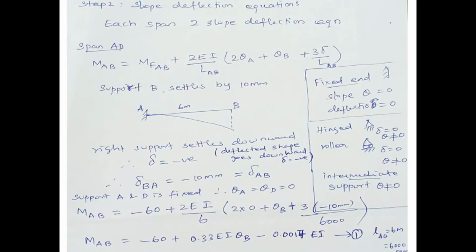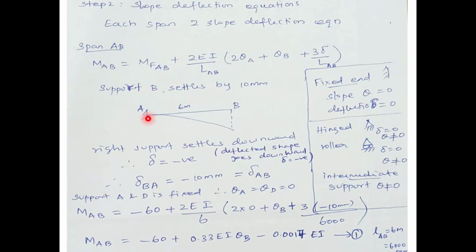Now, step 2, slope deflection equation. We know that for each member, we'll get two slope deflection equations, right? So let us consider the AB member. A is fixed and B is intermediate. Here in the problem, it is mentioned that support B settles by 10 mm downward. Settles down or sinks down by 10 mm. So you draw the settlement at B point using a dotted line. A is fixed, so fixed end slope is 0.